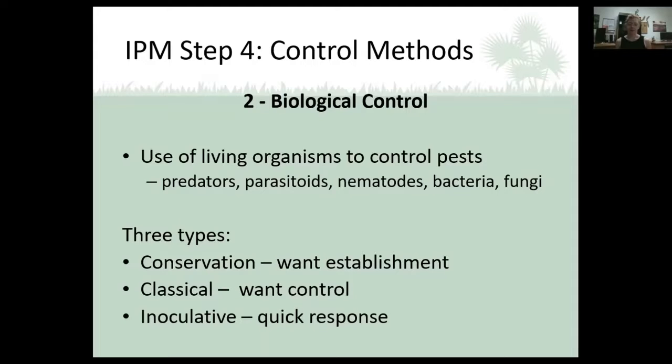I would say inoculative is like predators immediately. You know, you can release a whole bunch of predators. They're probably maybe not going to establish a population. It's probably going to die eventually, but it's a quick response. Establishment would be you're actually trying to make the environment favorable to those beneficial insects over a long period of time. And classical is mostly like nematodes, bacteria, parasitoids, stuff like that.